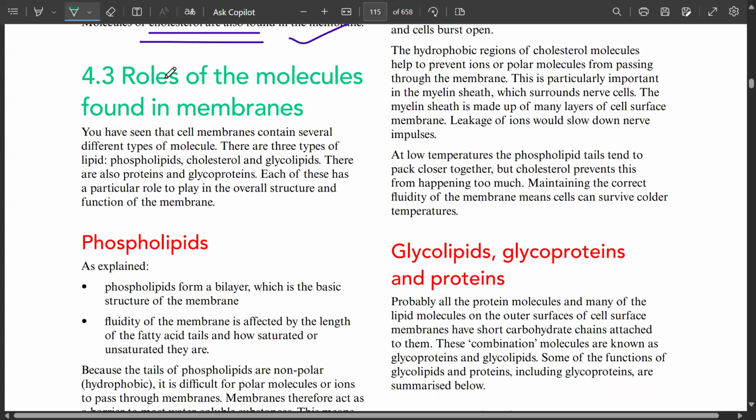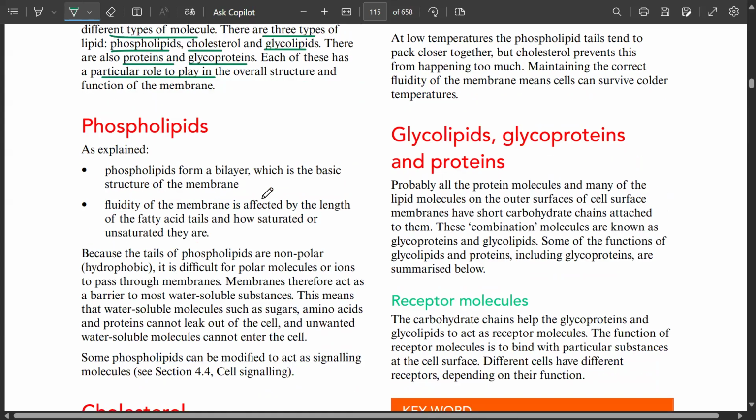Now let's start off with each of those molecules' roles and where they are found in the membrane. जैसे phospholipids हो गए, कोलेस्ट्रॉल है, ग्लाइकोलिपिड, ग्लाइकोप्रोटीन्स और ये सारे जो different proteins हैं, इन सब के रोल्स क्या हैं? You have seen that cell membranes contain several different types of molecule, and there are total three types of lipids: phospholipids, cholesterol, and glycolipids. There are also proteins, glycoproteins, and each of these has a particular role in the overall structure and functions of the membrane.